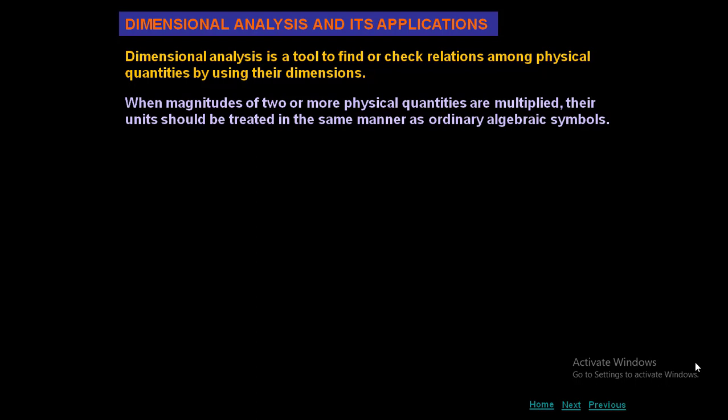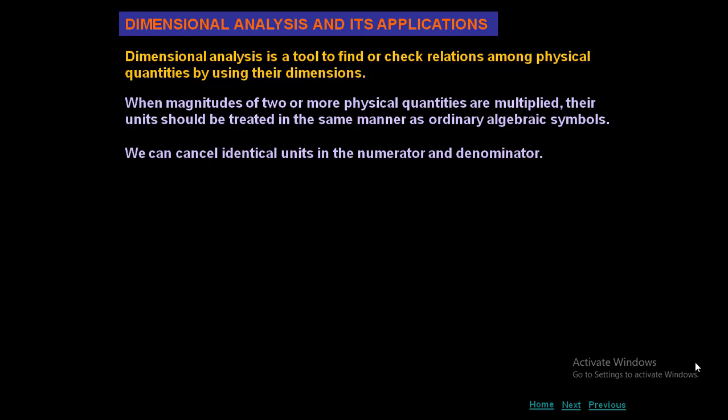When magnitudes of two or more physical quantities are multiplied, their units should be treated in the same manner as ordinary algebraic symbols. That means whenever you want to multiply two physical quantities, for example, F is equal to m into a, mass times acceleration. Now here you are multiplying mass with acceleration. What is the unit of mass? Kilogram. What is the unit of acceleration? Meter per second square. So you can multiply the units also in a normal way. That is kg meter per second square is the unit for force.